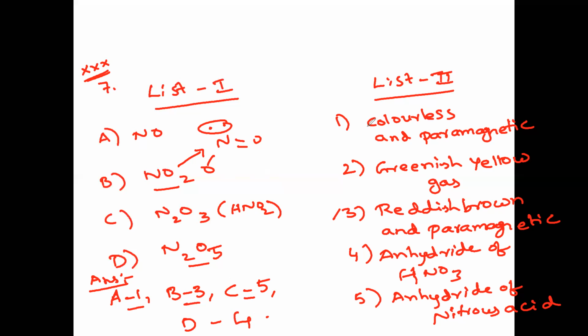So nitrogen monoxide is colorless and paramagnetic. Nitrogen dioxide is reddish brown and paramagnetic. Dinitrogen trioxide is the anhydride of nitrous acid, that is HNO2, and dinitrogen pentoxide is the anhydride of nitric acid, that is HNO3. I hope it is clear. What does anhydride mean? When you dissolve this in water, it forms that compound, HNO3. Similarly, when you dissolve this in water, it forms HNO2. That's why it is called anhydride. Anhydride means without water.